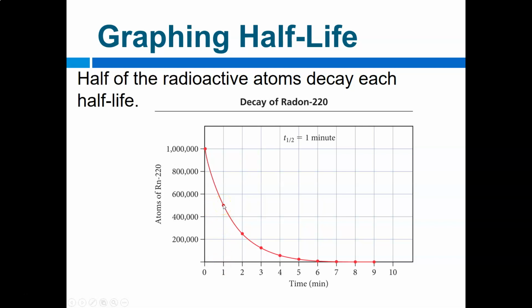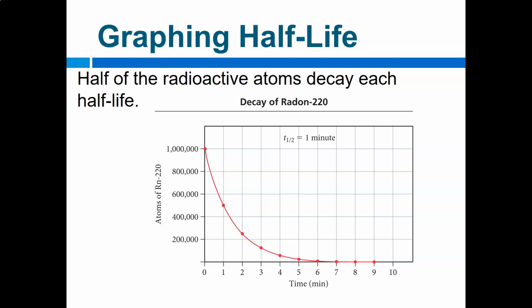You can see that the length of the half-life is always the same. If I cut this in half to 250,000, it took 1 minute to get to that point, right? Took 1 more minute to cut that in half, 1 more minute to cut that in half, all the way down. In math class, you often learn that you'll never get to zero, right? You just keep cutting it in half over and over and over. You get smaller and smaller and smaller.